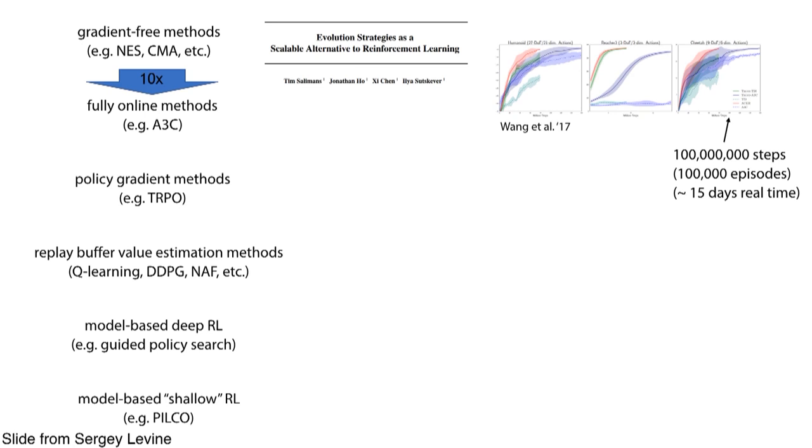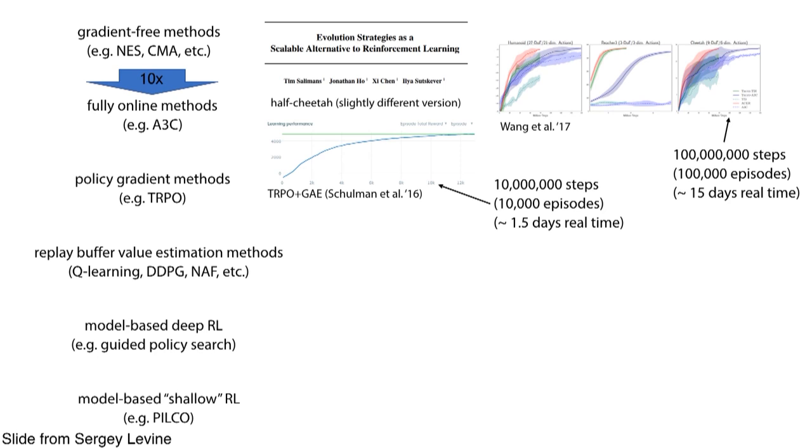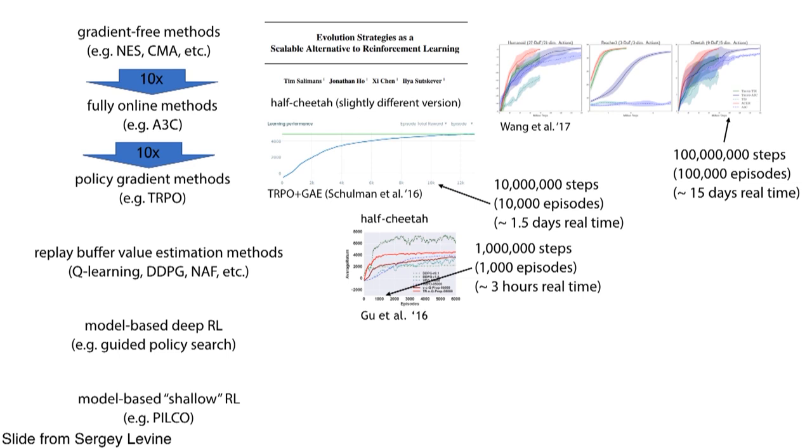Then if you look at policy gradient methods, for example, trust region policy optimization, they require about 10x fewer samples on roughly the same problem. There are some slight differences between the environments in these papers, but they're roughly comparable, at least to an order of magnitude. So generally, the policy gradient methods tend to be about 10x more efficient than fully online methods. If you then look at replay buffer value estimation methods, like in this particular case, NAF, you again get about a 10x improvement in terms of sample efficiency. And you can actually run these sorts of methods on a real robot in about 3 hours of real time.